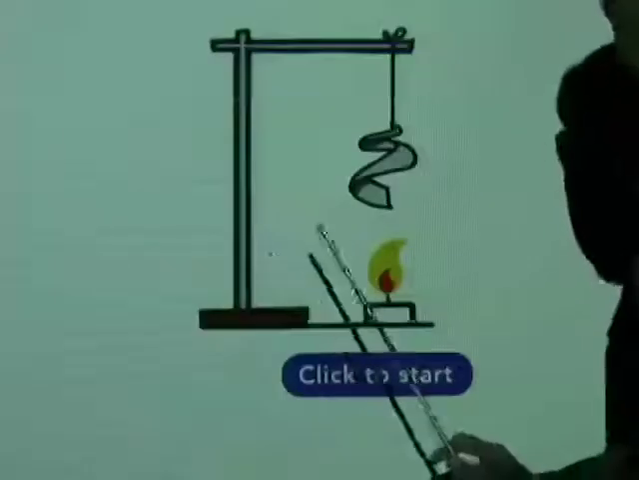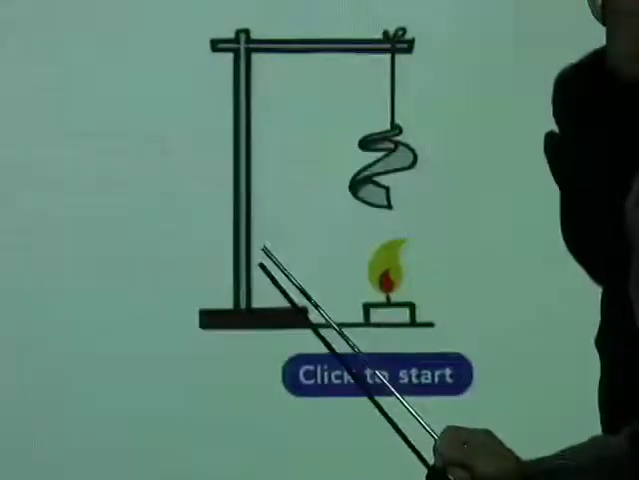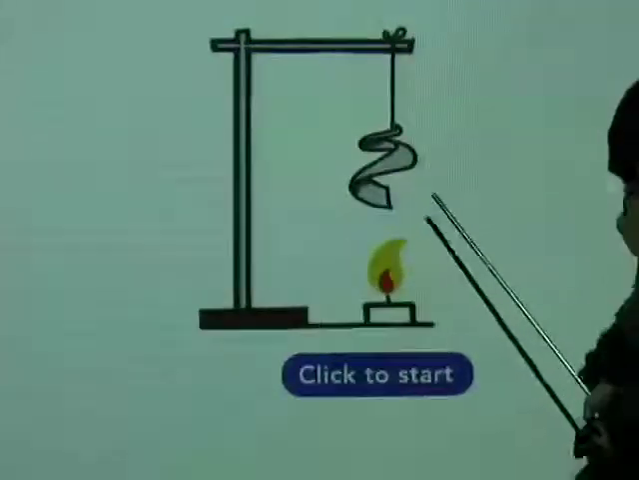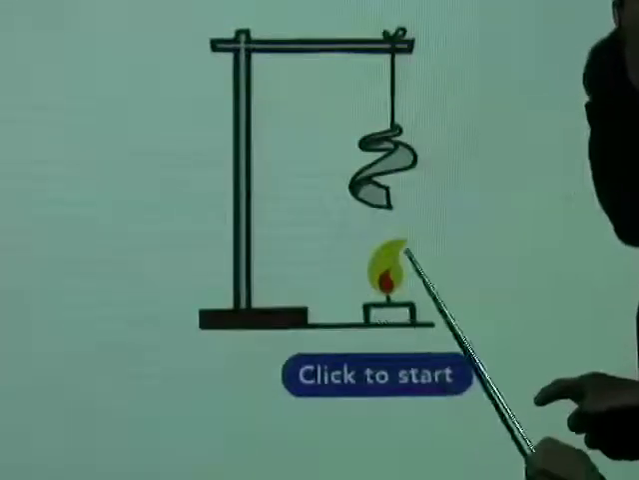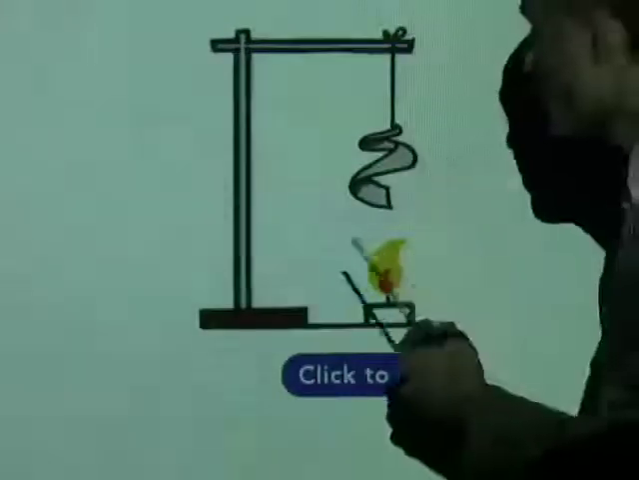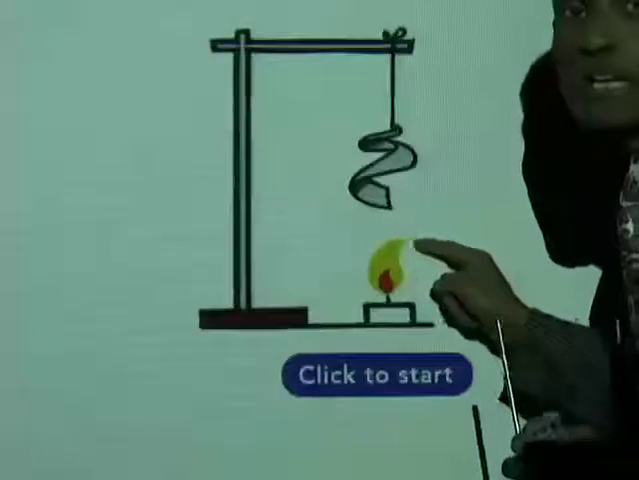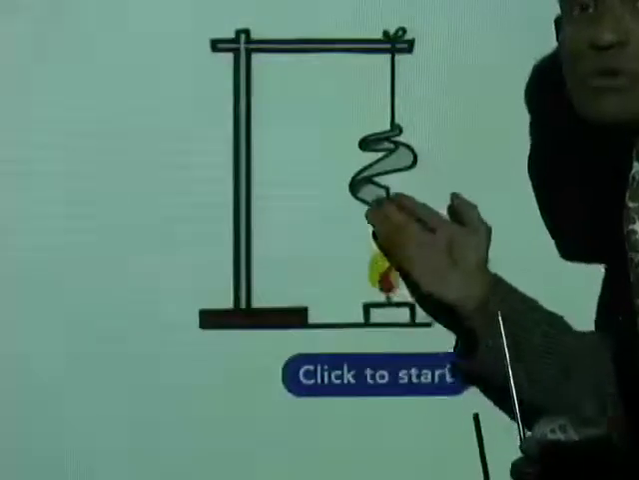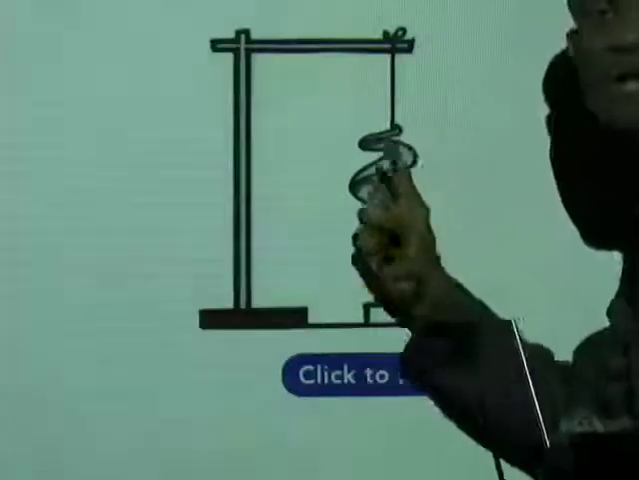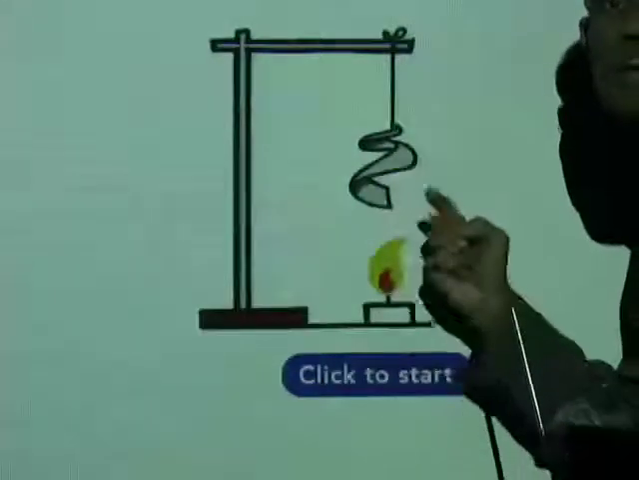Now this is an animation I took from a school science website. What this illustrates is you have a candle burning here. When the candle burns, the air immediately surrounding it will rise. And this is a very thin aluminum foil made in the form of a helix.